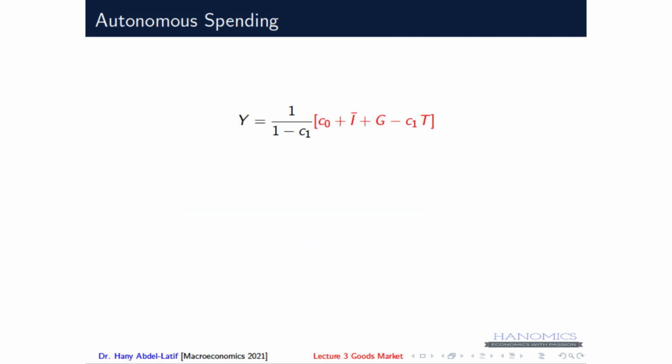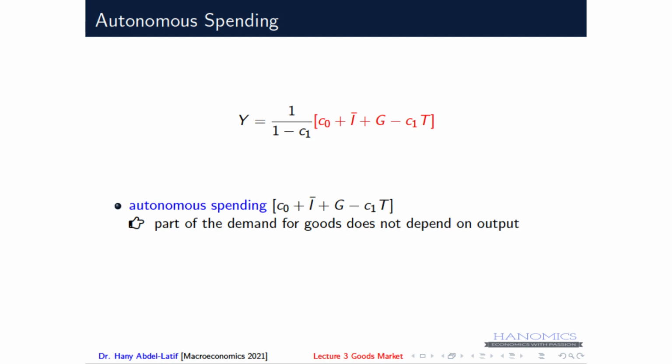Looking at this equation, you'll see two components. One is the autonomous spending, the sort of spending that does not depend on the income level. So we know C0 does not depend on the income level. This is the consumption level when your disposable income equals 0. We also know that investment is something we assume is determined exogenously. The same thing for G and T. So this component here in the red color is the autonomous spending, the part of the demand for goods that does not depend on income or output.